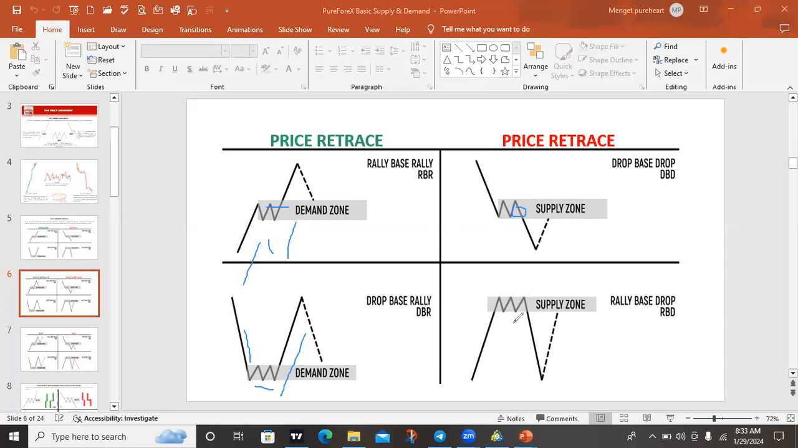There are more supplies here. There are more sellers here waiting. So when price makes a mistake and comes to this zone, since it is a supply zone, or the selling neighborhood, we are going to sell. That is how supply and demand works.